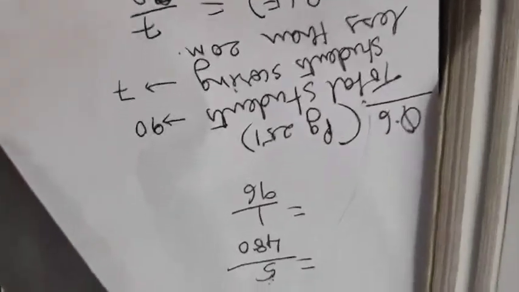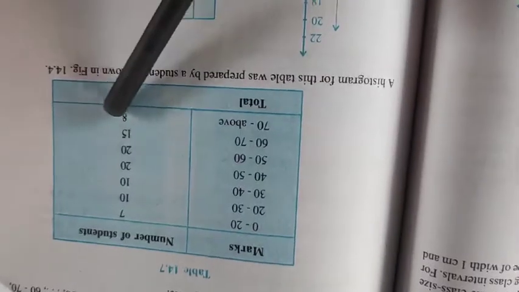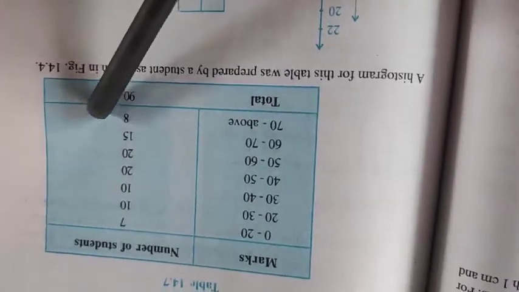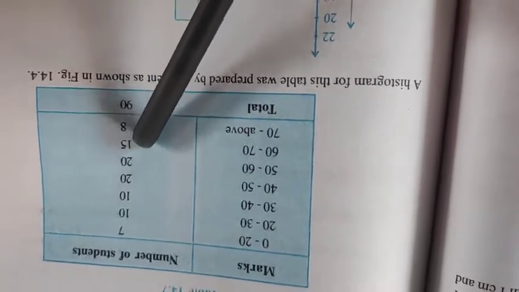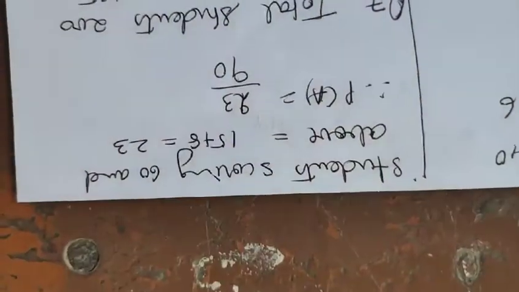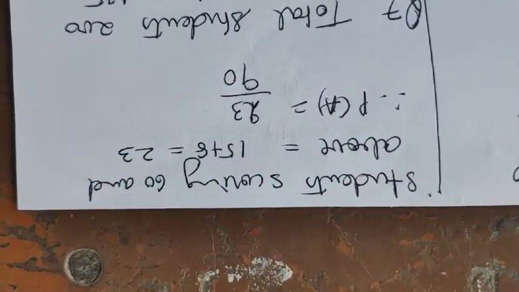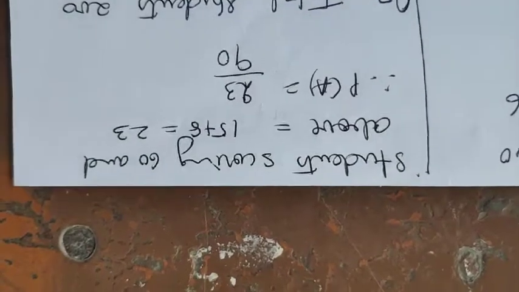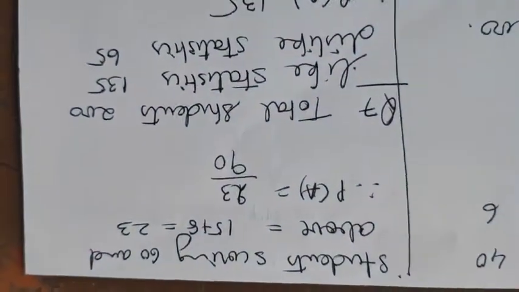Okay. The next question in that same part is find the probability that the student scores 60 or above. Now 60 or above means the 60 to 70, 15 students are there. 70 and above 8 students are there. So total 15 and 8 will be 23 students who scored above 60. Got it? So the sum would be students scoring 60 and above will be 15 plus 8, 23.